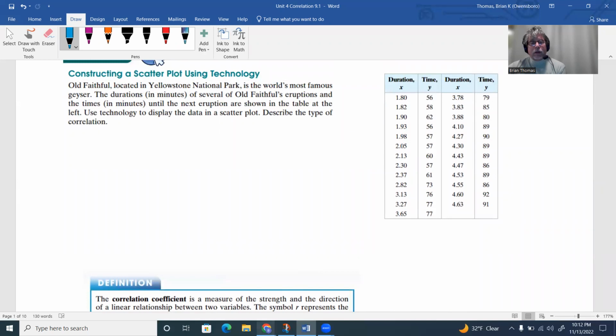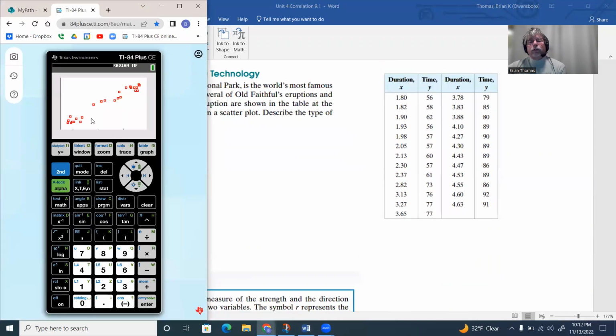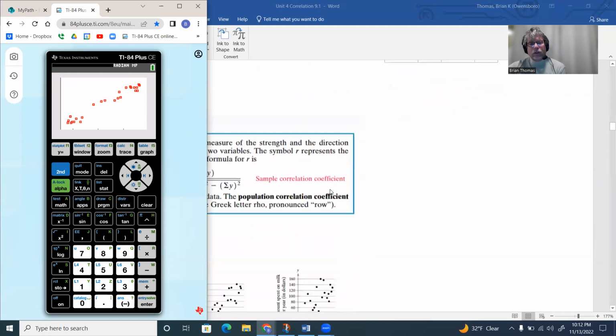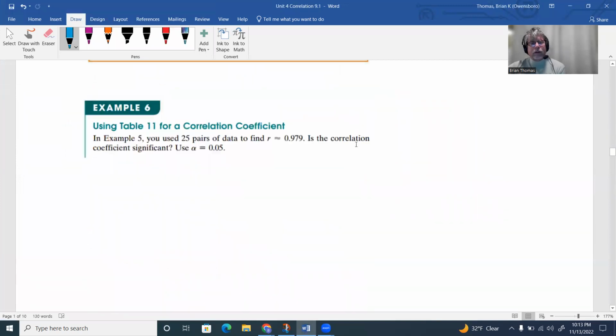When we did our scatter plot, this was, I believe, our scatter plot for Old Faithful. Now, what I want to do is determine what R is. To find R, there's a couple of things you have to do on your calculator. One thing is you have to turn on what's called the diagnostic. There's a little tip here to find R.